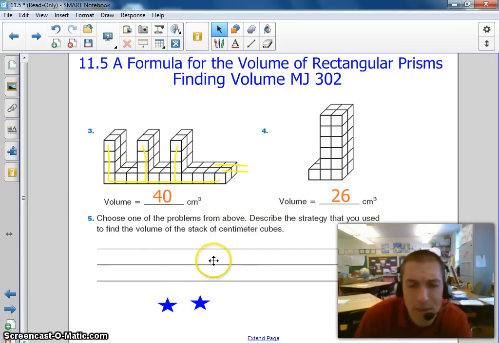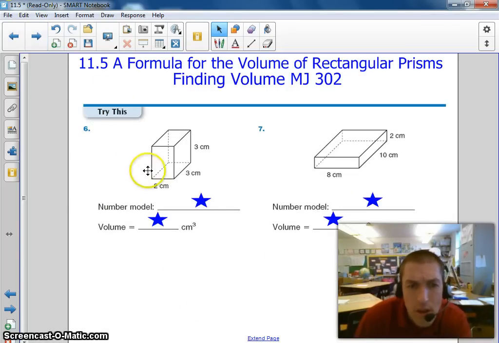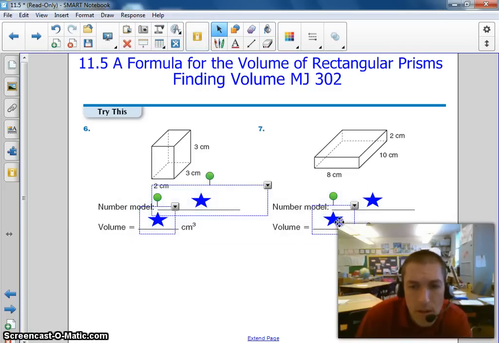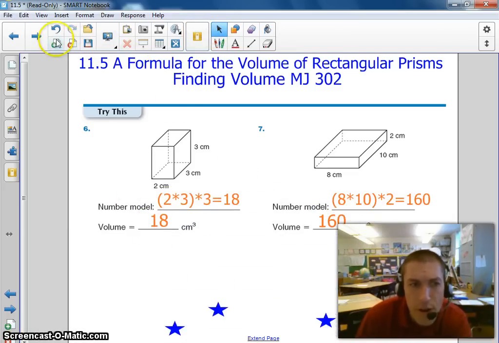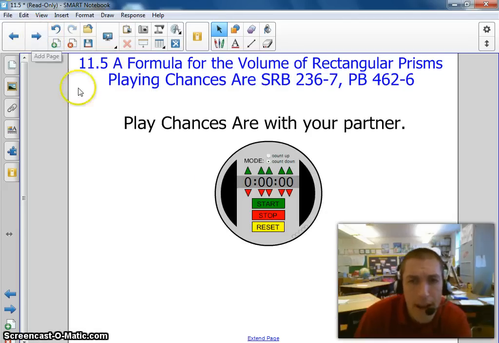Now choose one of the problems and describe the strategy you used to solve it. Okay. Try to solve these. Pause it, and I'll help you out. There you go. Alright guys, I hope you get it. Let me know and we will talk about this on Monday. Thanks.